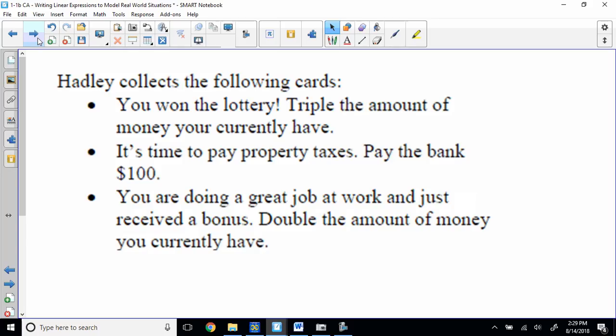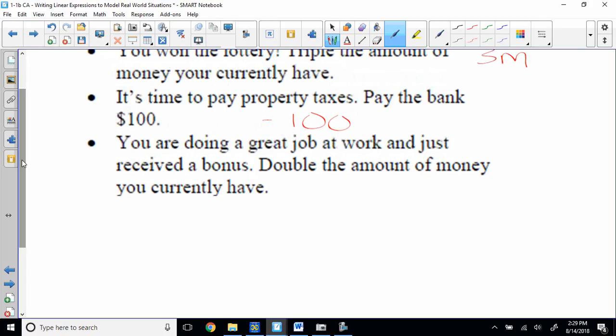Thank you. How do we show tripling that amount? 35? What do you think, 35? How do we do that, 35? 3M. Now, it's time to pay your property taxes. So how do we represent that? Minus 100. And you're doing such a great job, and you're going to receive a bonus. We're going to double the amount of money that you currently have. So that would be, I currently have 3M minus 100, right?